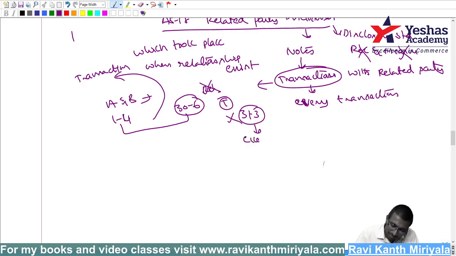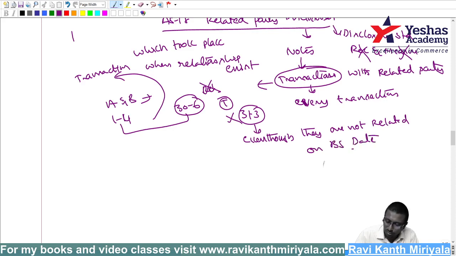Even though they are not related on the balance sheet date, you don't need to be related on the balance sheet date. But when the transaction took place, on that date, were they related or not? If yes, then you are supposed to disclose it.